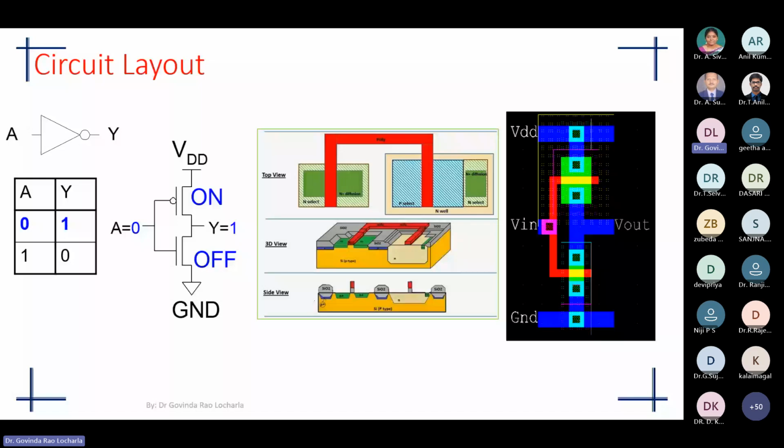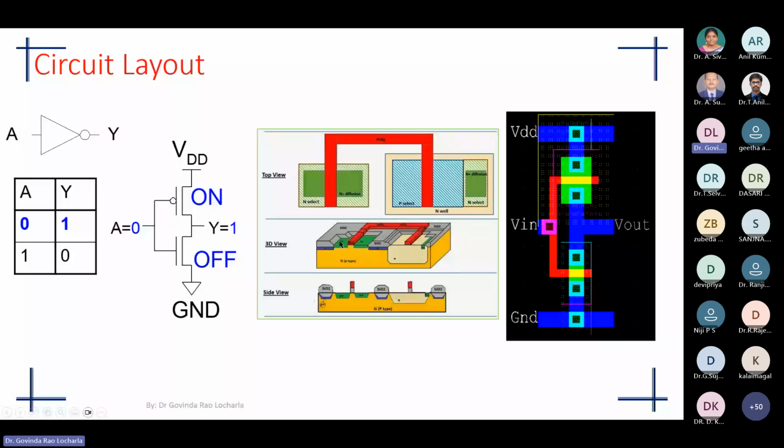And then the circuit layout. So what is layout? We may sometimes scratch our head at the initial stage, but the layout is the top view of the actual silicon on the chip. Layout is nothing but the top view of the actual silicon on the chip. For example, an inverter is taken here. You can see one is NMOS and another one is PMOS.